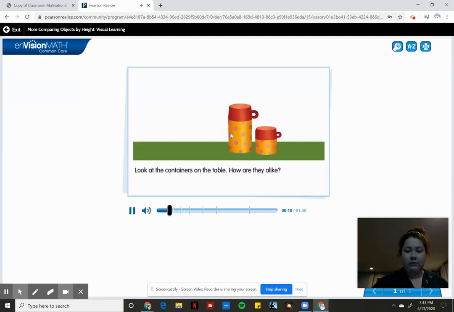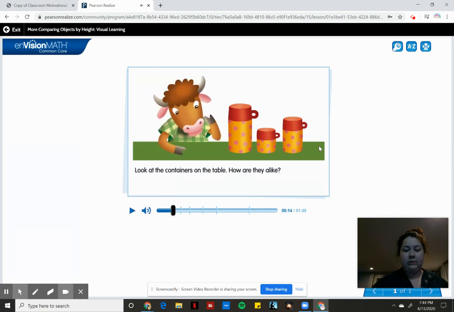Look at the containers on the table. How are they alike? Scholars, what is the same? What is alike about those containers? Do you see something that's the same? They are all the same color.